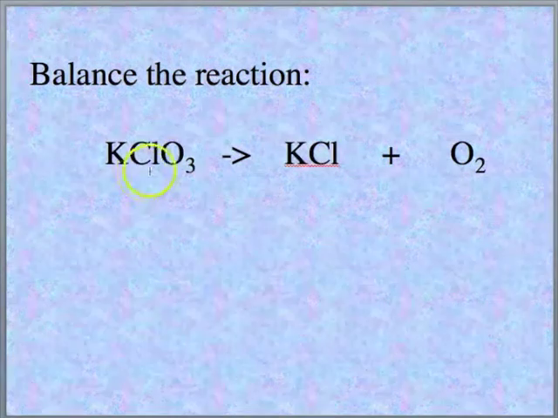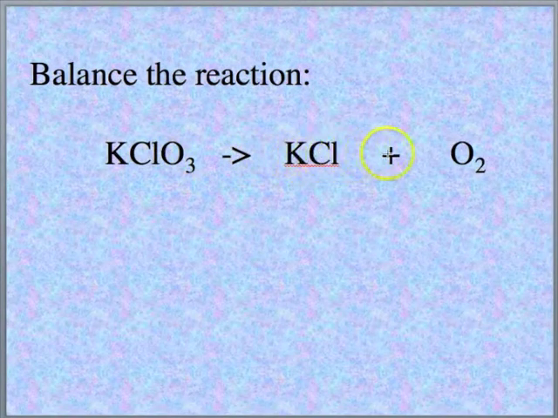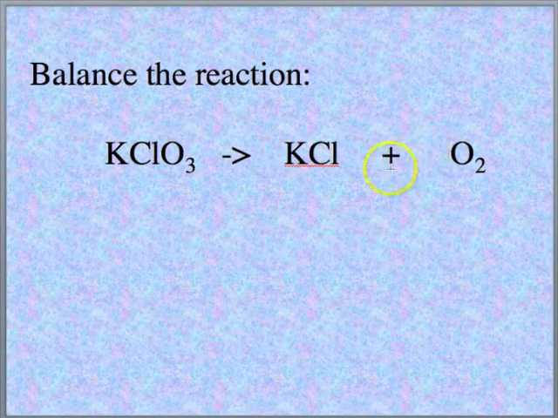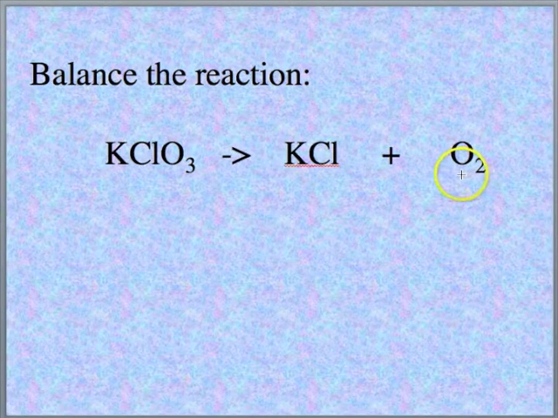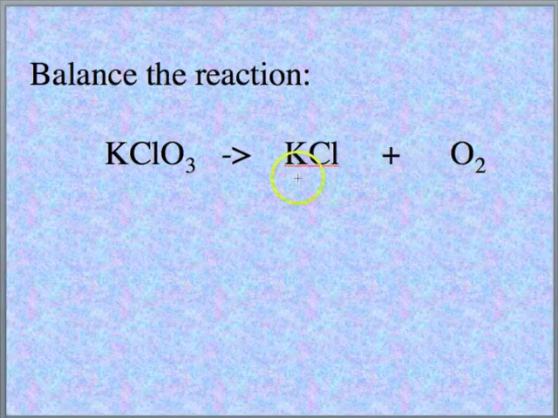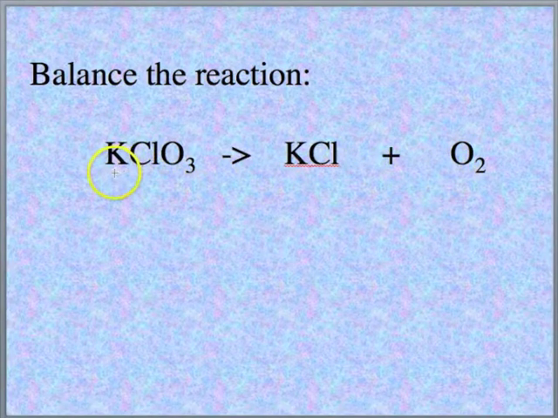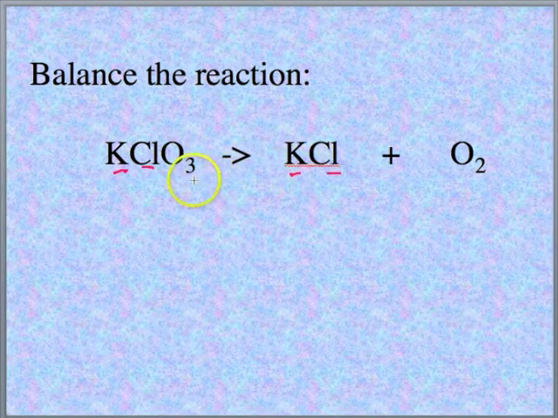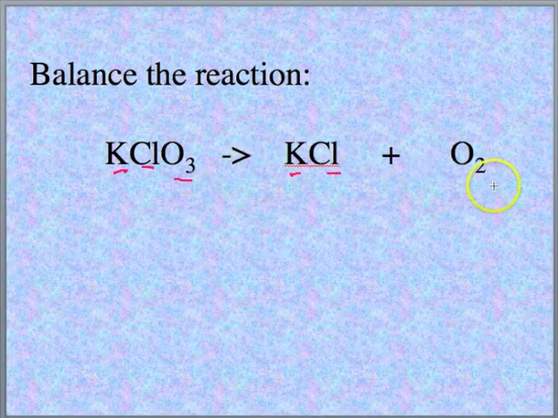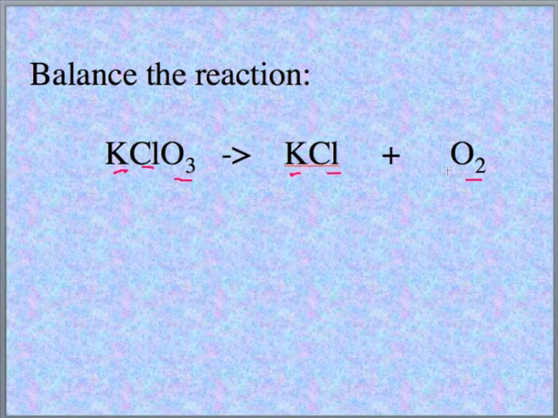Okay, here's another one. KClO3 yields KCl plus O2. So again, oxygen is the least complex molecule. With only oxygen, we balance that last. So we have 1 potassium on both sides. We have 1 chlorine on both sides. But we have 3 oxygen on one side and 2 on the other side. So oxygen is not balanced.